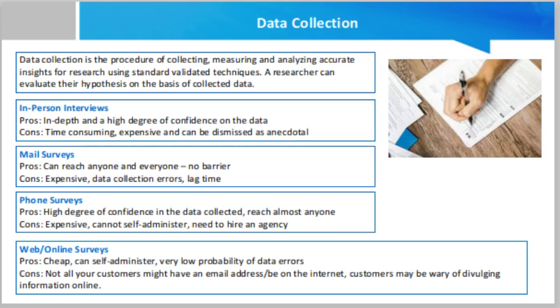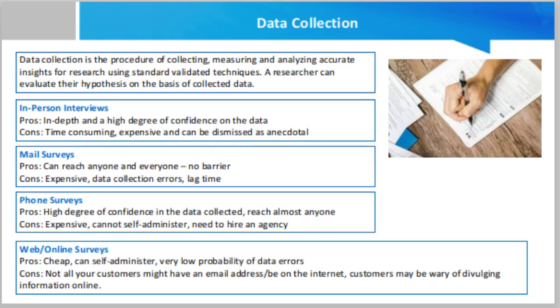And the next one is the phone service. Phone service means you will give a phone call to someone and get to know their opinion. Advantages: high degree of confidence because you are talking to someone in the data collection, and you can reach almost anyone because everyone nowadays has a telephone. The disadvantage is that it is expensive, because we know that telephone calls are expensive. Cannot self-administer, you need some administration, need to hire an agency. So definitely you need an agency.